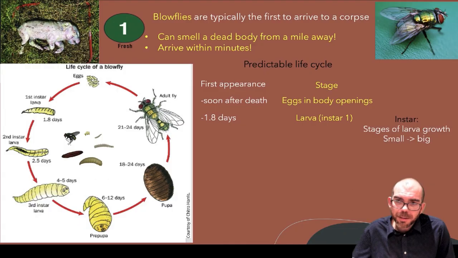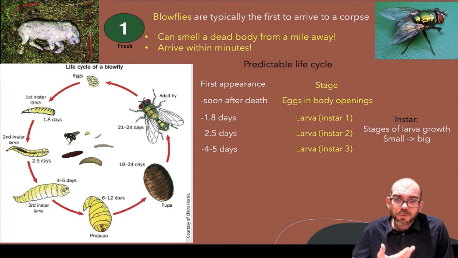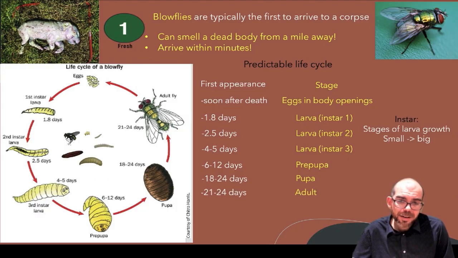As larvae develop, they become bigger and they have some internal changes. So we're going to refer to the developmental phases of the larva as instars. It's just a series of events going from small to big. So after these tiny instar 1s develop, we get to about 2.5 days and they'll grow into an instar 2. You can see in the diagram they're just a little bit bigger. At 4 to 5 days, they'll grow into instar 3s, very, very large larvae. And 6 to 12, they'll be in a prepupa stage. They're beginning to form into pupas. 18 to 24 days, they are a fully formed pupa. And 21 to 24 days, we get an adult blowfly.